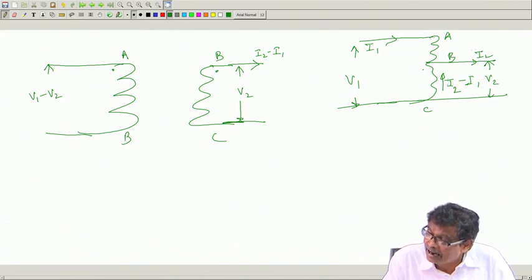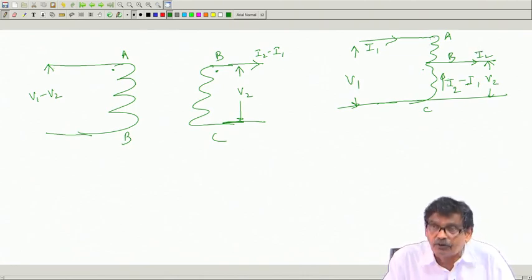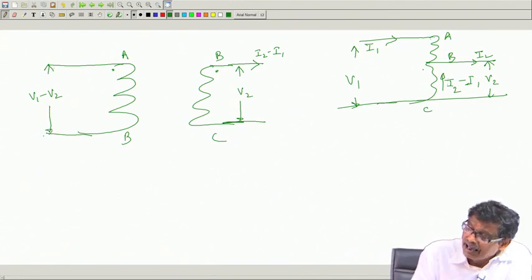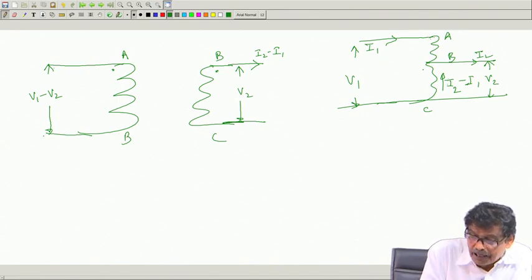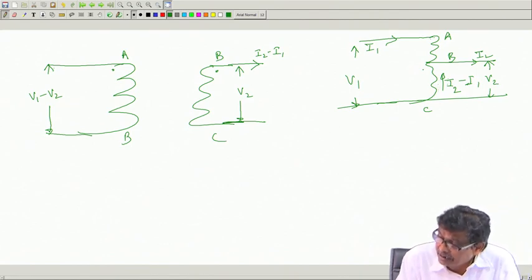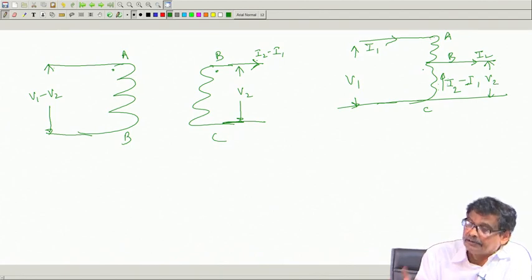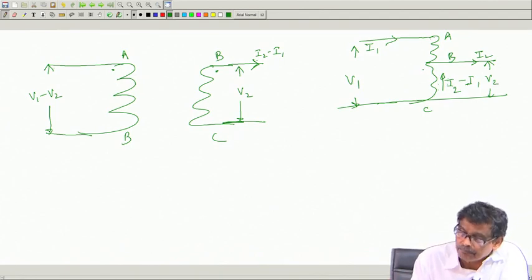But if you look at these two separate coils, it is telling me as if I can draw this diagram and say that at least these two portions are a 2 winding transformer, across the primary of which I have applied V1 minus V2, and secondary is loaded such that it delivers a current of I2 minus I1. This much I can say.